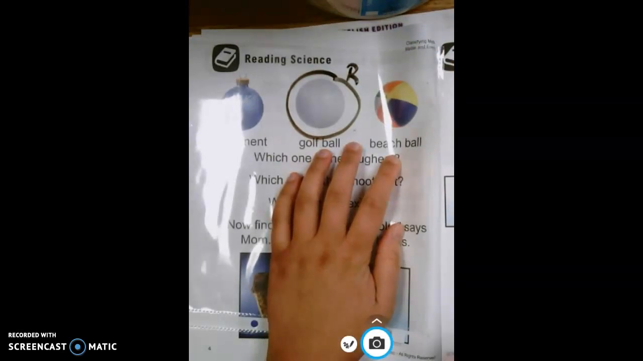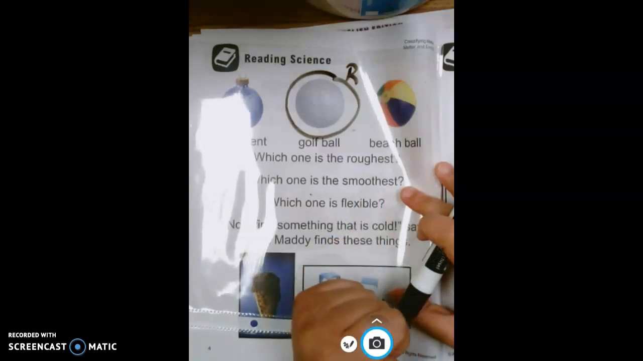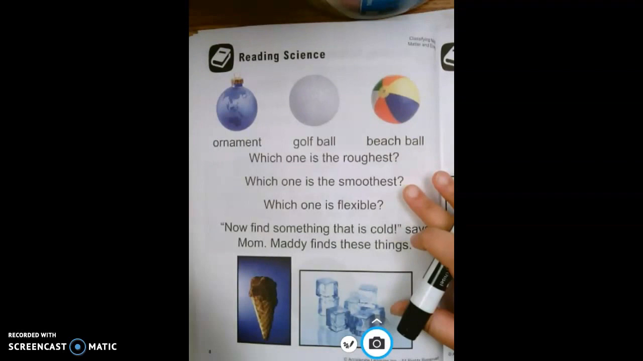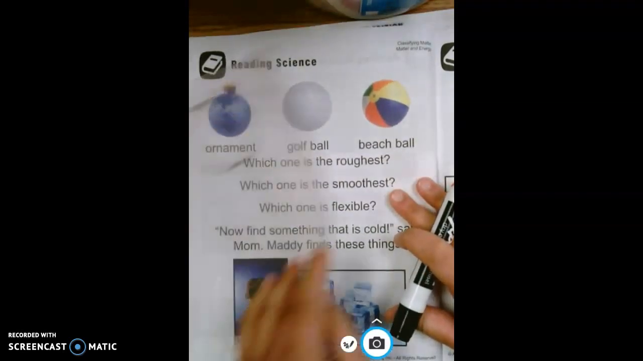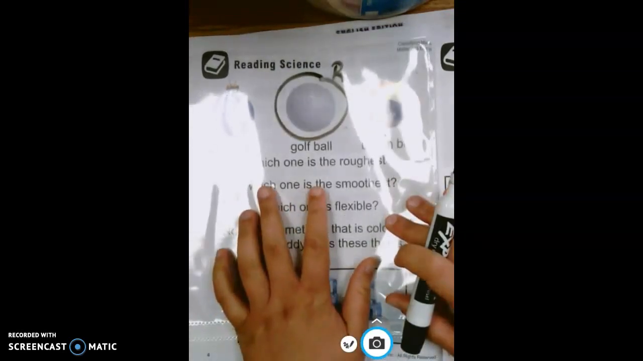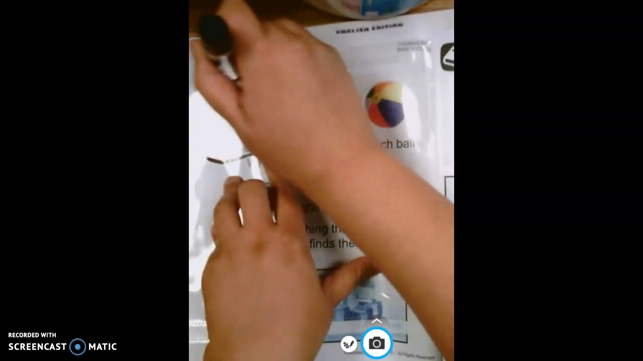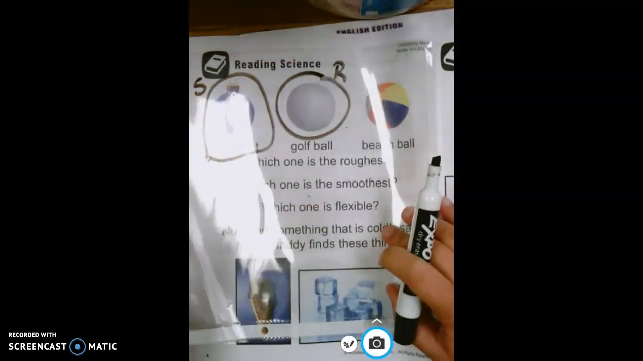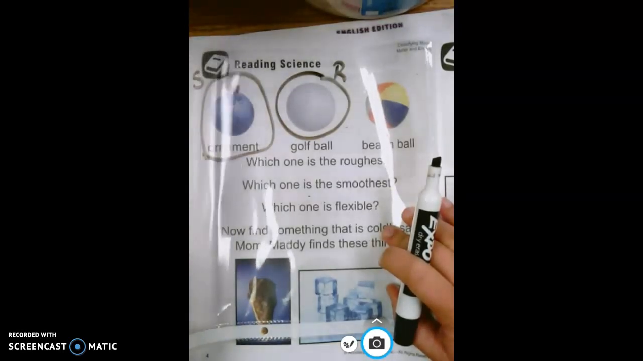That one's the roughest. Now the question asks, which one is the smoothest? Which one of these would be the smoothest? Ornament or the beach ball? Because we've already found the golf ball. That one's the roughest. So I think that the ornament is the smoothest. I'm going to put a little S right here by smooth. Because when you touch it, it's so smooth. It goes on your Christmas tree, an ornament.